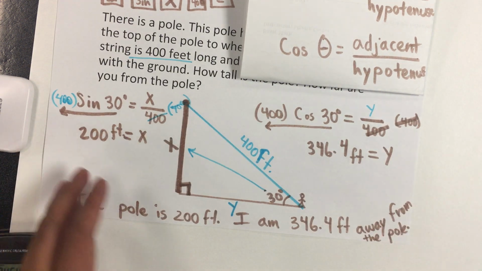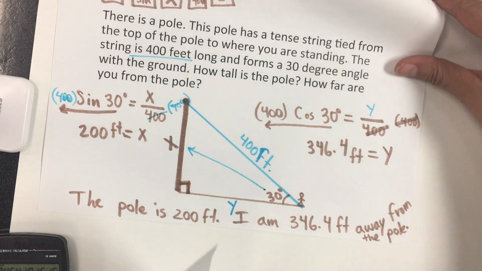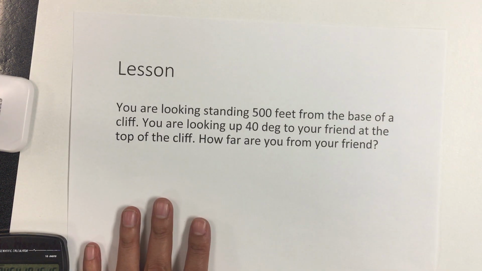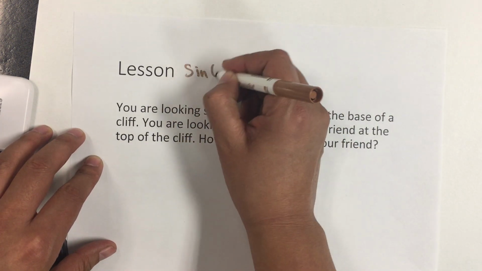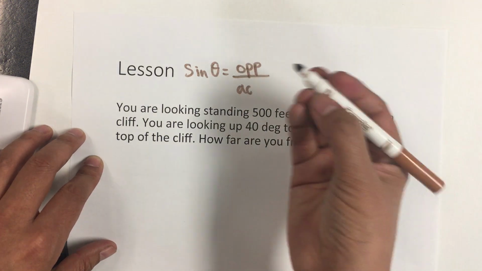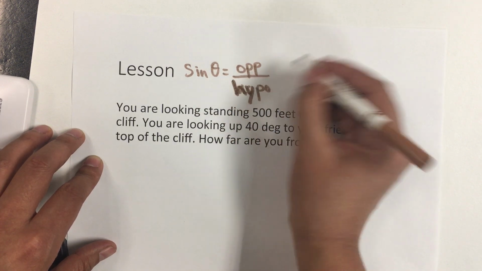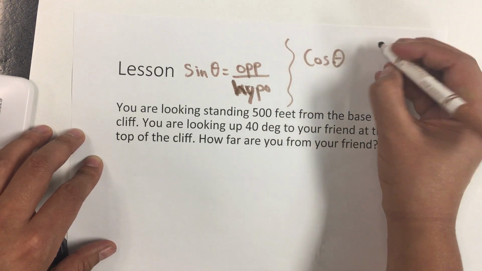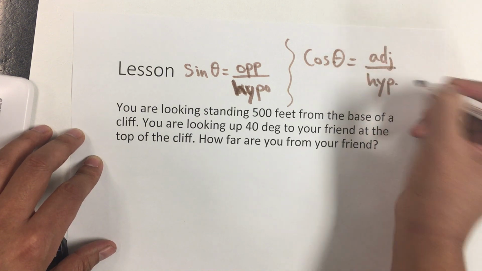Okay, let's look at another one. If you want, you can go back and take notes. I think for this one, I'm gonna write the sine and cosine in here. So sine of theta is equal to opposite over hypotenuse. I'm just gonna leave it like that. And then cosine of theta is equal to adjacent over hypotenuse. Okay.